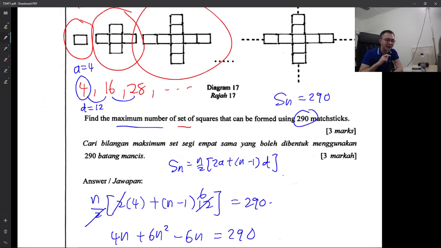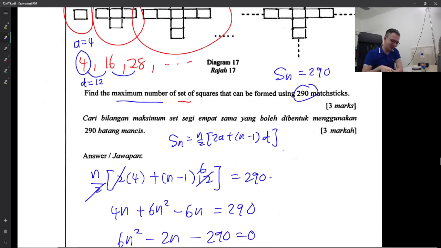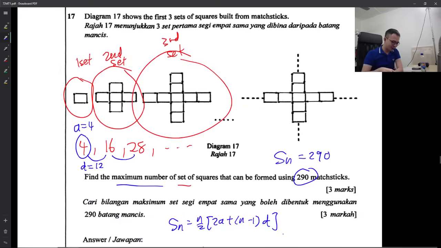Why don't we use Tn? We use Tn. Find the maximum number of sets that can form, because this is the total number of matchsticks, right? Total number of matchsticks, that means something like 4 plus 16 plus 28 and continue, right? 290, I doubt it can make up to 24 sets. I don't think so.